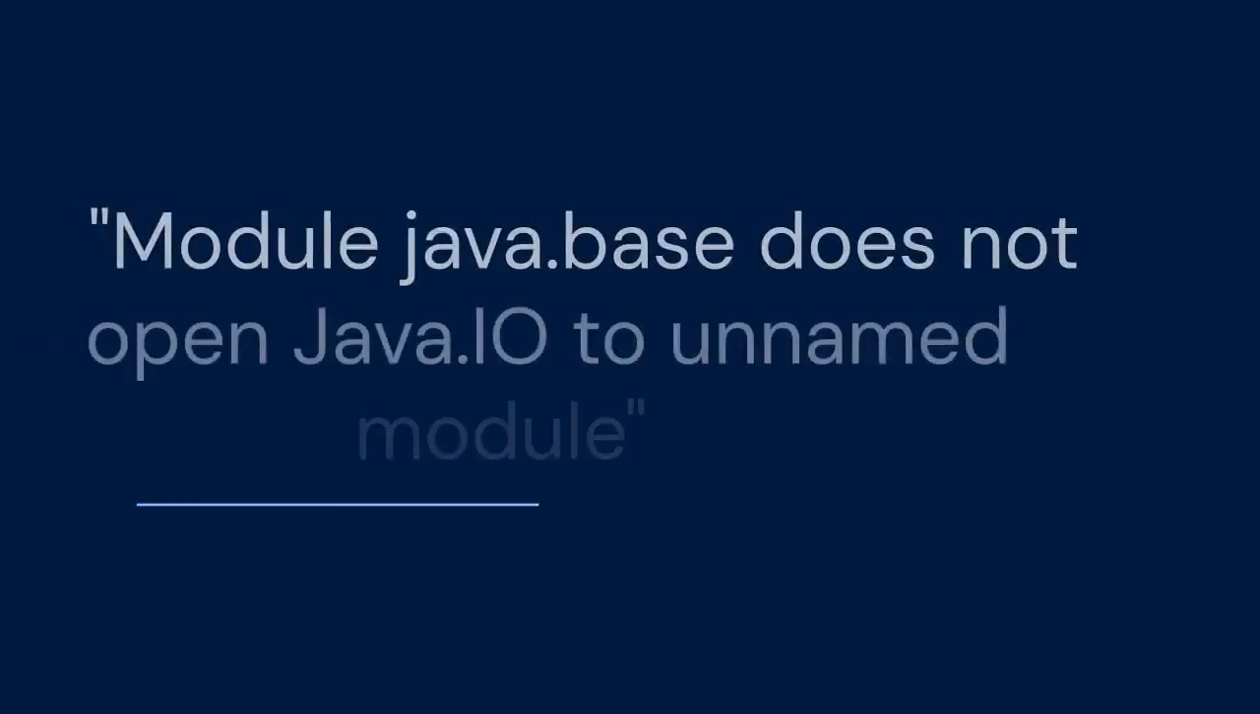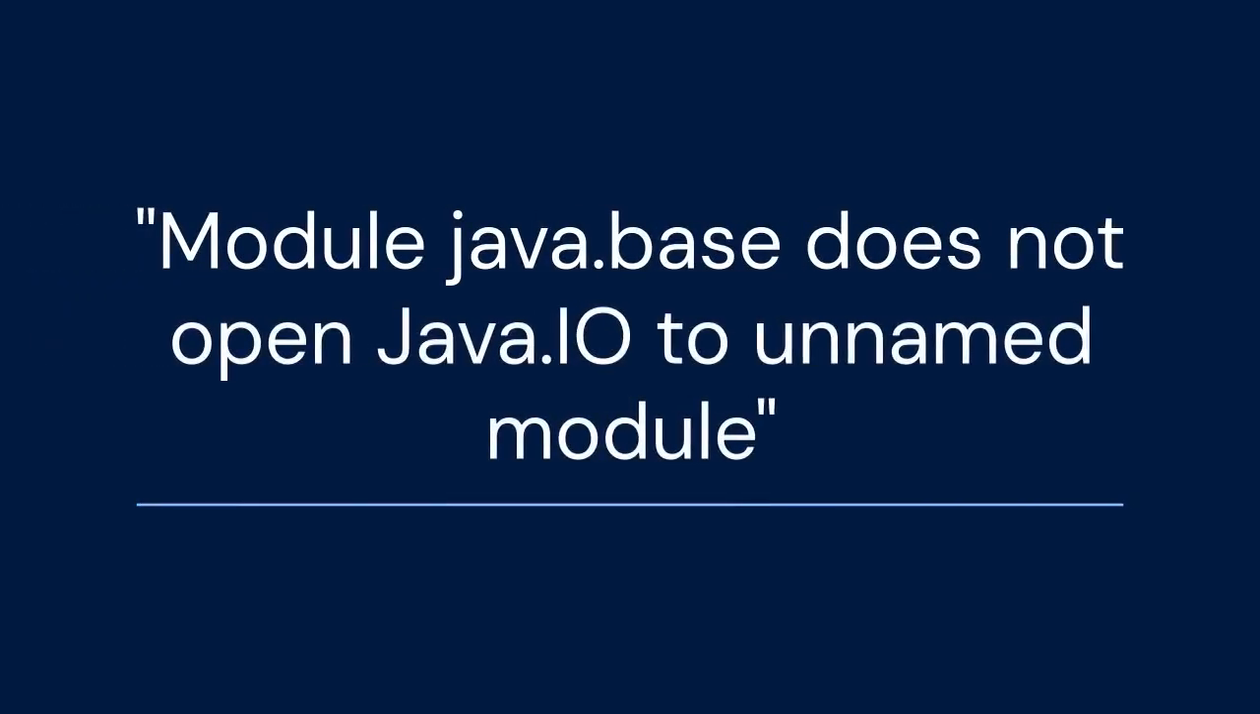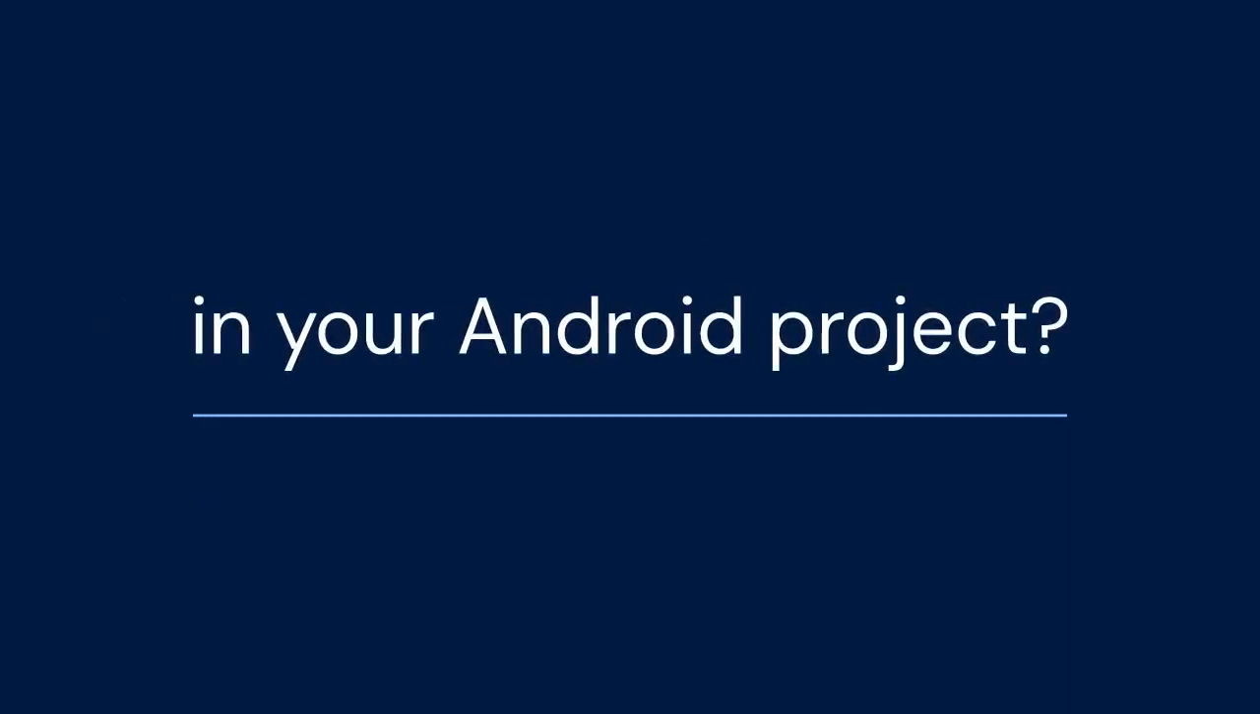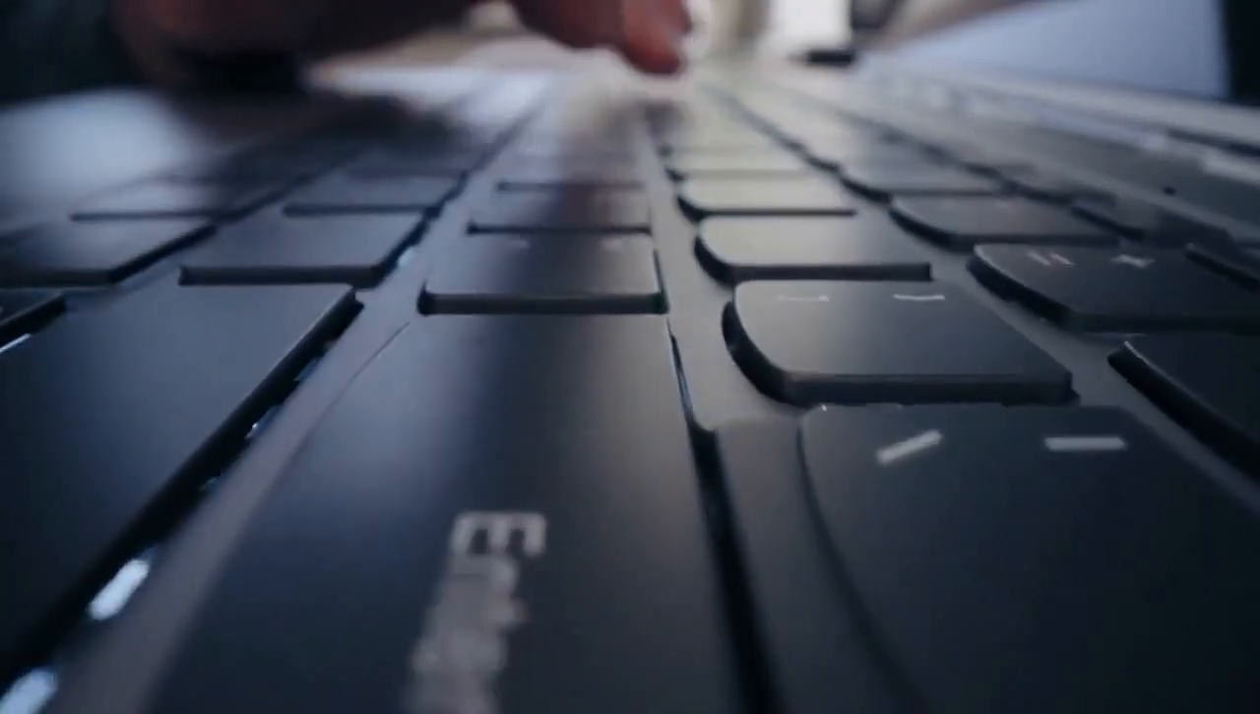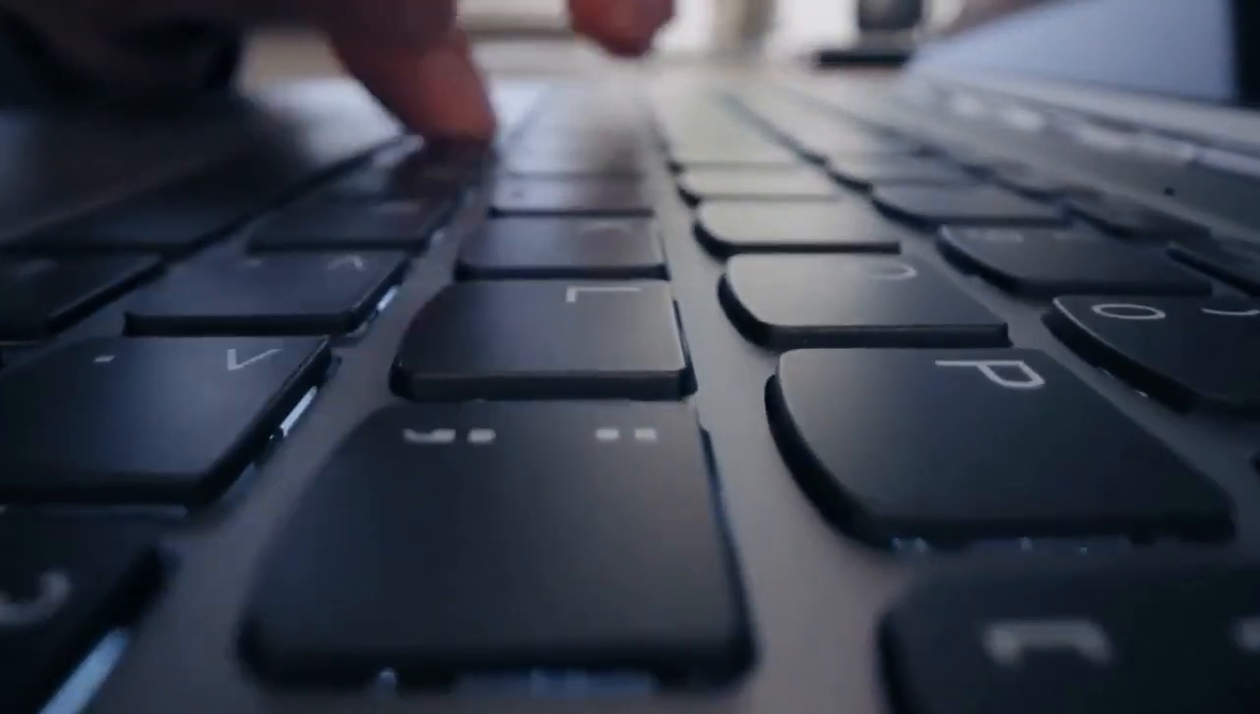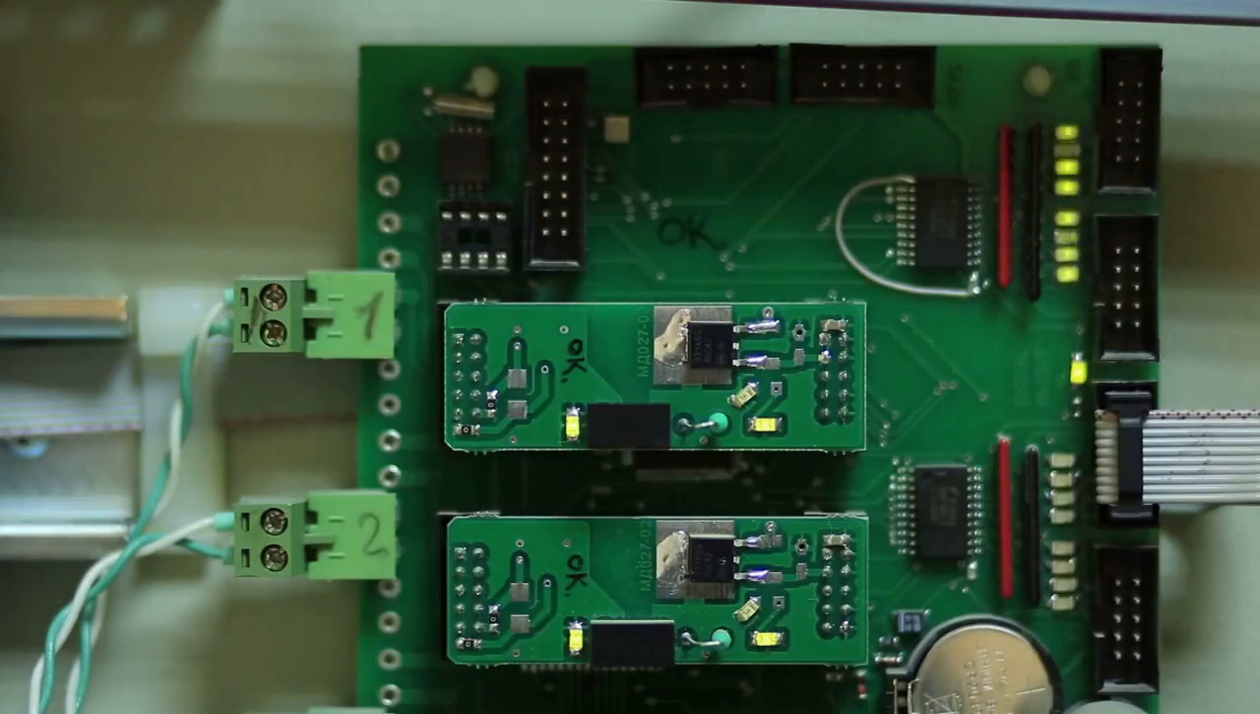Hello there. Are you encountering the frustrating "module java.base does not opens java.io to unnamed module" error in your Android project? Don't worry, you're not alone. This error can pop up when your code tries to access internal parts of the Java runtime environment that are not meant to be directly accessed.